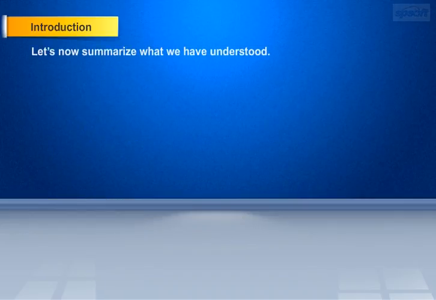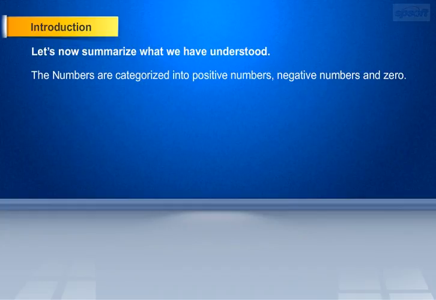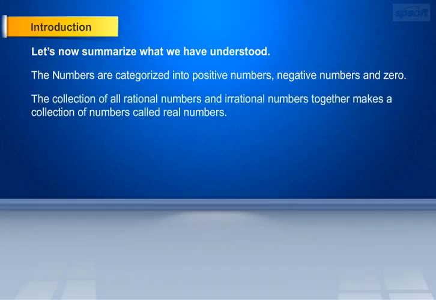Let us summarize what we have understood. The numbers are categorized into positive numbers, negative numbers, and 0. The collection of all rational numbers and irrational numbers together makes a collection of numbers called real numbers.